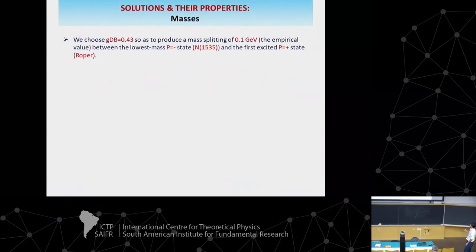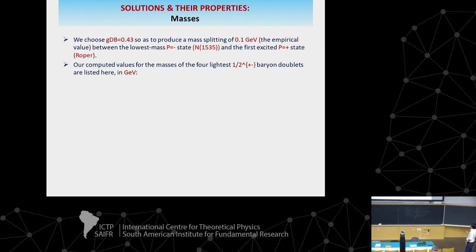First is the mass. We choose g_DB so as to reproduce a mass splitting of 0.1 GeV, which is the experimental splitting of the nucleon, Roper, and the N*(1535). Our computed results are listed here.